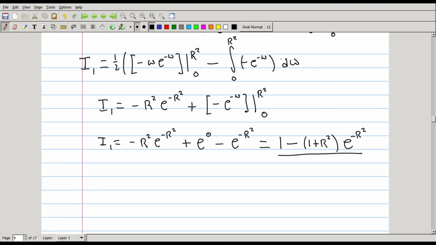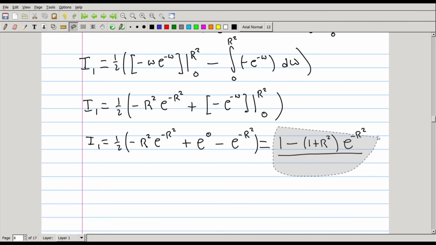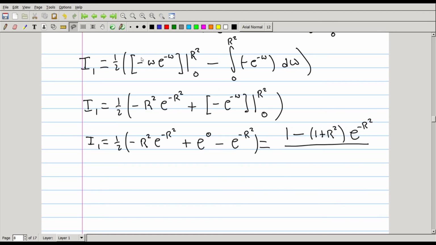1/2 here times this entire thing, and then one half times this, and then lastly 1/2 times this right here. So the final value is going to be this entire thing. And I'll just use this line right here divided by 2.